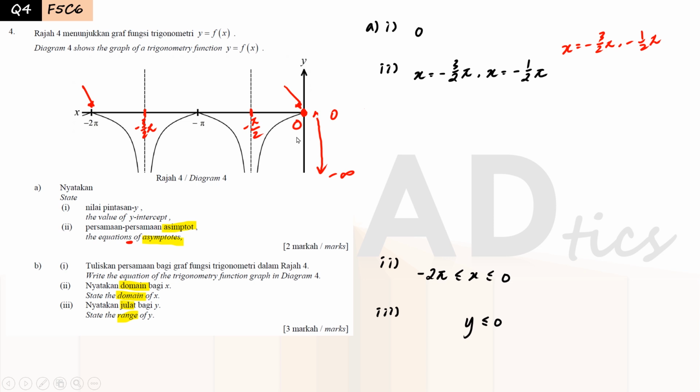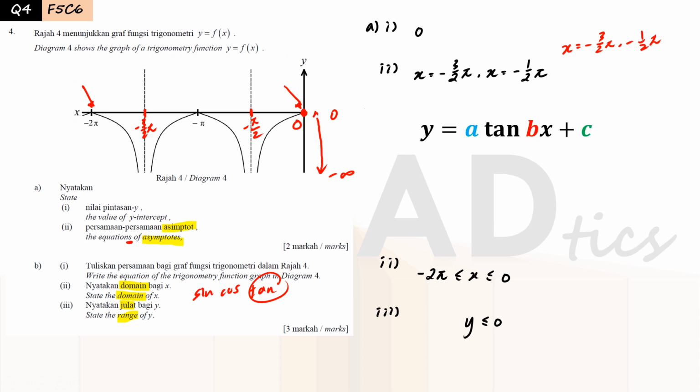Right, so let's identify what type of graph this is. Is it a sine graph, a cosine graph, or a tangent graph? In part A2, it says that it has asymptotes. The only graph that has asymptotes is tan, right? So we are going to focus on the tan graph.